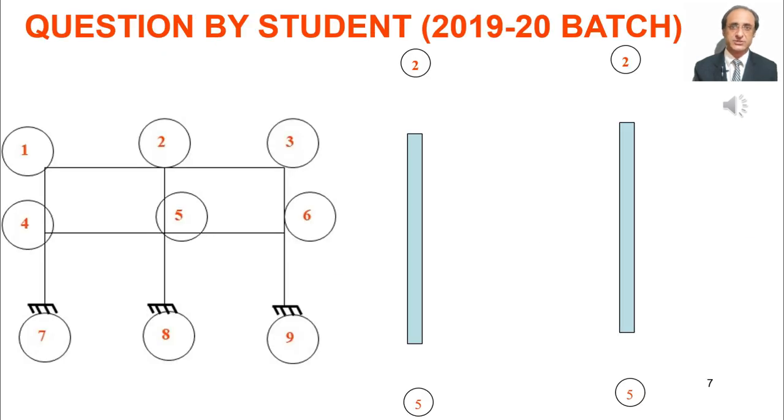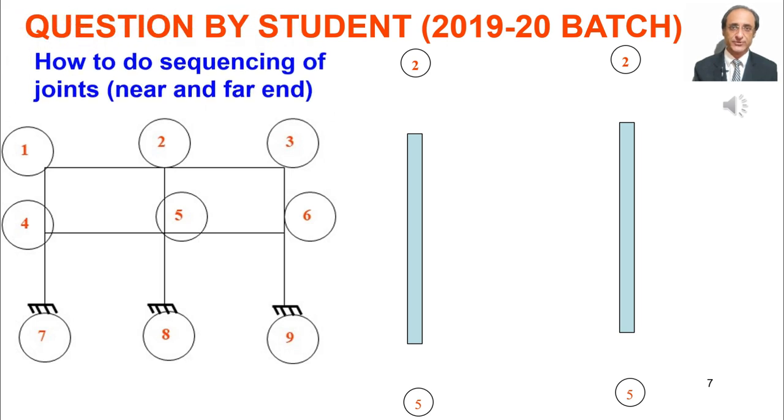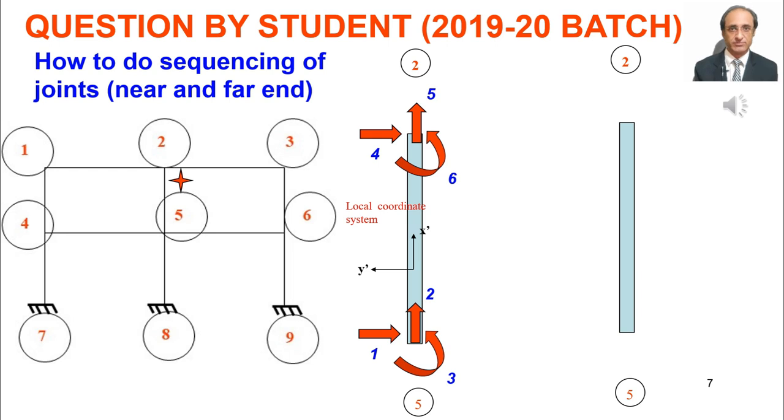The sequencing is not getting clear. Whatever the action, 13, 14, 15 or 4, 5, 6. When you are considering the member 2 and 5, it should be only 4, 5, 6 and 13, 14, 15. Then how is the sequencing being done? Sequencing depends on how you are defining this member's local coordinate system. If you define your local coordinate system such that this member 2 and 5, let's say, is like this, that this is the first joint, this is the second joint, so this is our local x-axis and this is our local y-axis, then your degrees of freedom numbering will be like this: 13, 14, 15 and 4, 5, 6.